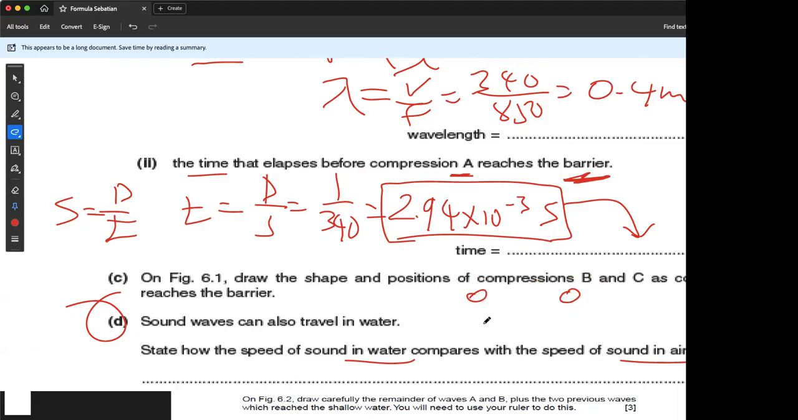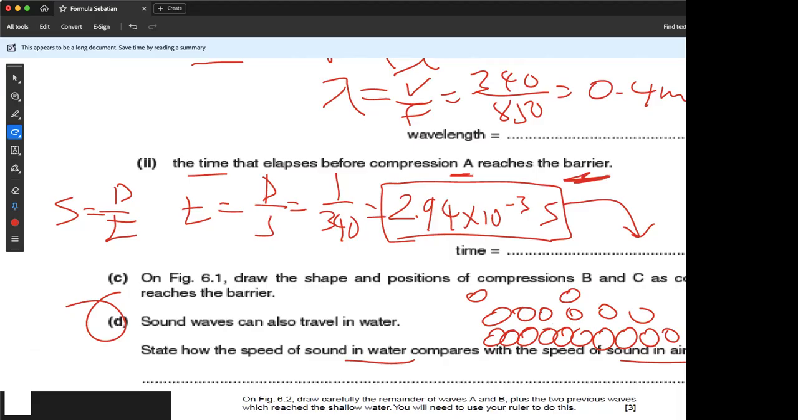If it's air compared to water, compared to solids, guys, which one is the fastest? Solid. Solids is the fastest. You remember this by understanding that sound travels through the vibration of particles, guys. Because it's vibrating the particles, obviously, the closer it is, the easier it is to vibrate and pass on energy, right? Make sense or not?